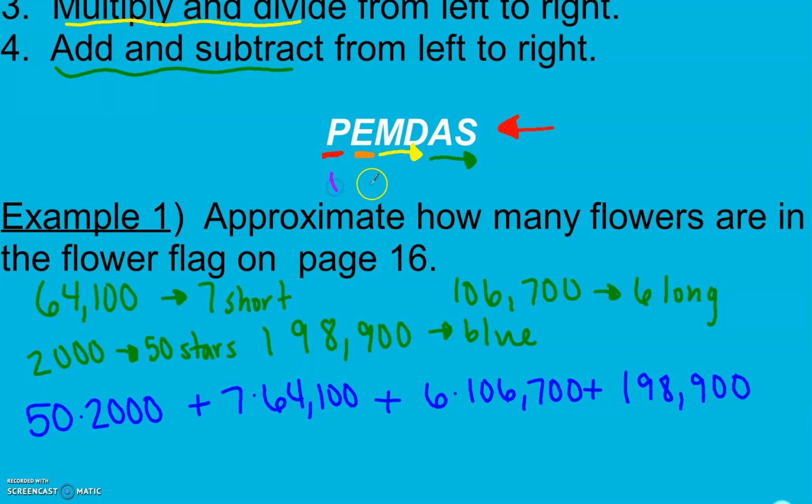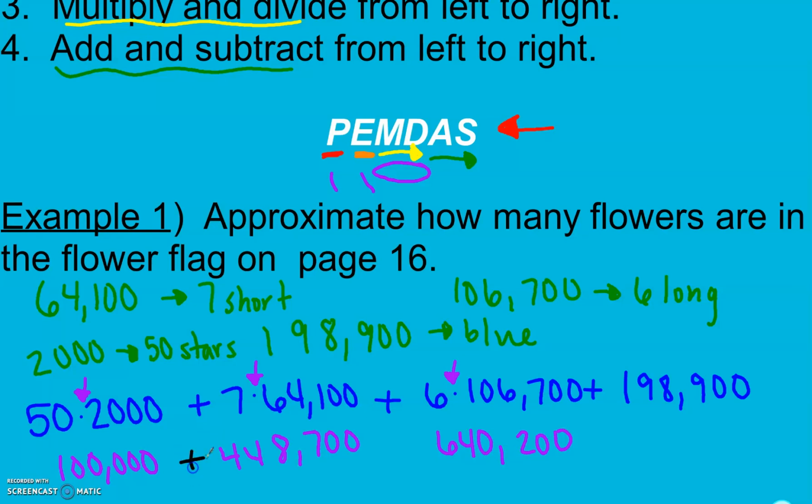So according to PEMDAS, we have to do our multiplication first. There's no parentheses, no exponents, so multiplication and division, same time left to right. Starting from the left, I see multiplication, I'm going to do that. Here I get 100,000. Then I keep moving, I see multiplication again, so I do that. Here I'm going to get 448,700. I see multiplication again, so I'll do that. Here I'm going to get 640,200. And then that's all I have for multiplication and division, so I bring everything else down.